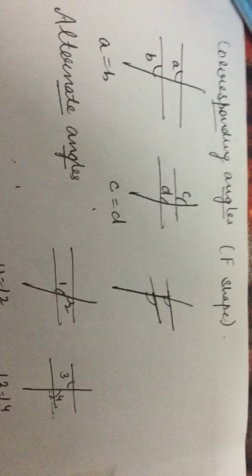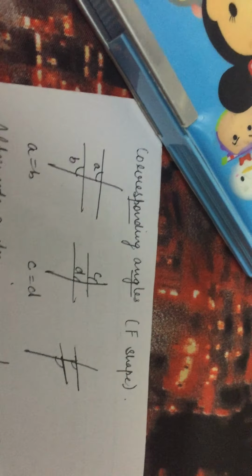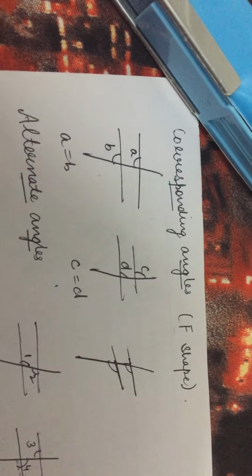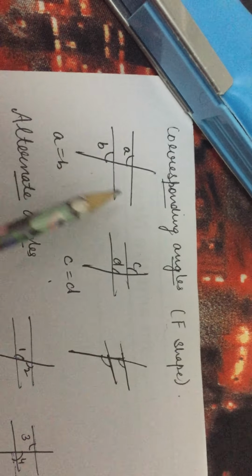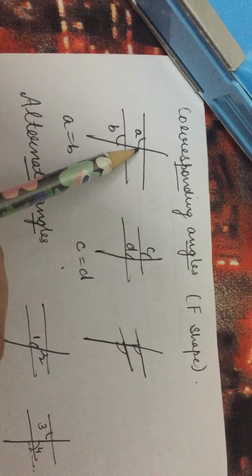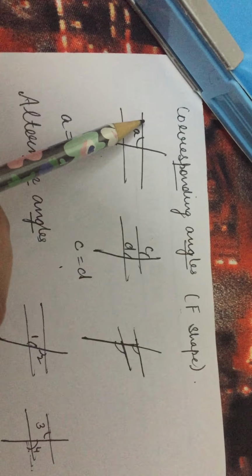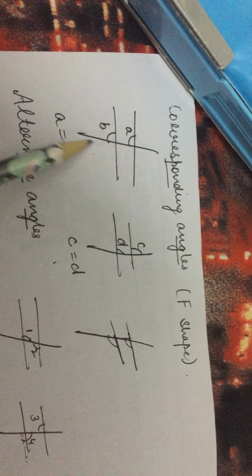First is the corresponding angles. Corresponding angles are always in the shape of F. And keep one thing in mind, that corresponding angles, alternate angles, co-interior angles, all these angles are possible if the lines are parallel and there is a transversal. So if I am talking about corresponding angles, it will always form an F shape. Either it can be like this or it can be inverted F.